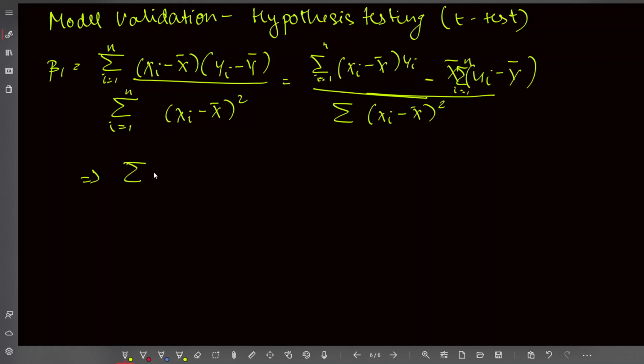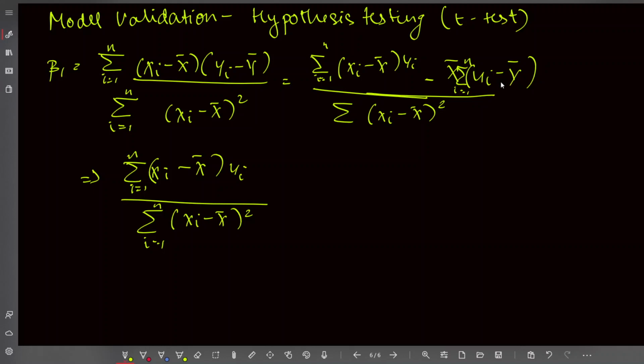So ultimately this can be written as sigma (xi minus x bar) into yi, i equals 1 to n, whole upon sigma (xi minus x bar) the whole square, i equals 1 to n again. Why did I remove this term? Because the summation of all the data points minus the mean will sum up to 0. So this entire term becomes 0. This is a property of the mean.